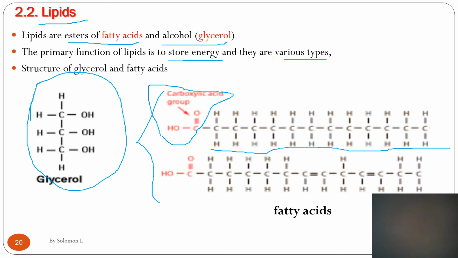Fatty acids can be saturated fatty acids and unsaturated fatty acids. In saturated fatty acids, all the carbons in the hydrocarbon chains are bonded to each other with single bonds, whereas in unsaturated fatty acids there are one or more double or triple bonds. Therefore, if there are one or more double or triple bonds, such fatty acids are known as unsaturated fatty acids.